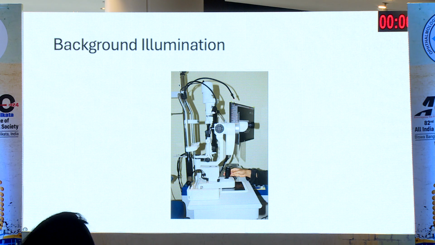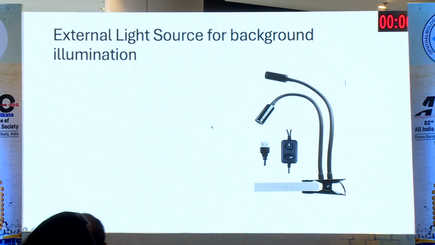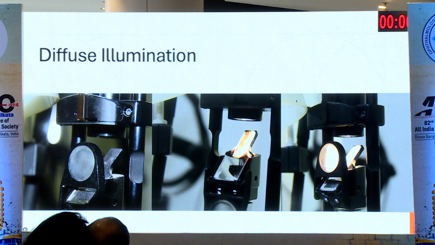The other way is you can attach an LED light onto your slit lamp for background illumination. You can purchase these LED lights from Amazon, and then you can have a light diffuser installed in front of your mirror. These are the diffusers which come with the slit lamp.